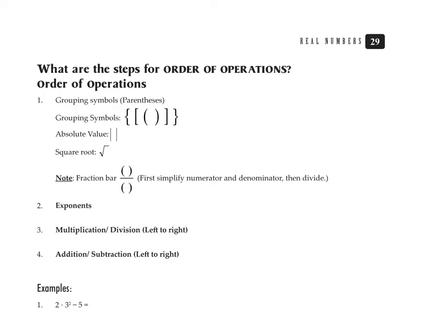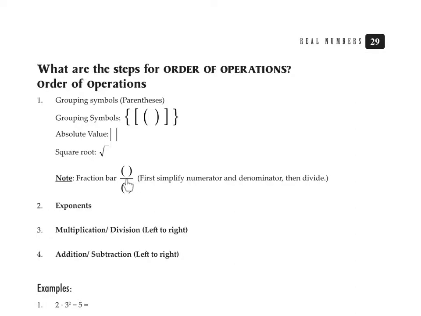All right, on this next page, we're going to do some order of operations. What are the steps for order of operations? We always work in grouping symbols first, so that would be parentheses, brackets, braces, absolute value bars, square roots, and the fraction bar. These are all grouping symbols that you have to work first.